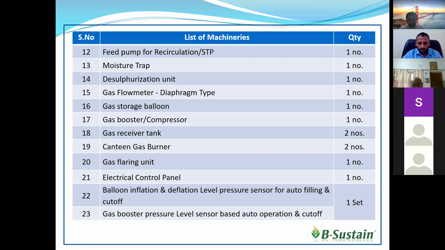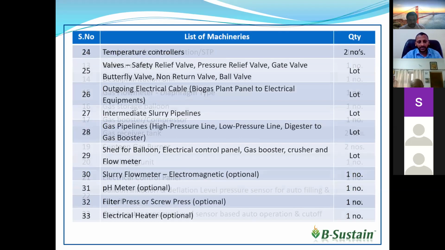And then the gas booster, pressure level sensors based auto operation and cutoff, and then temperature controllers. So wherever you have the heating system, you can see the temperatures. And then the outgoing intermediate slurry line.